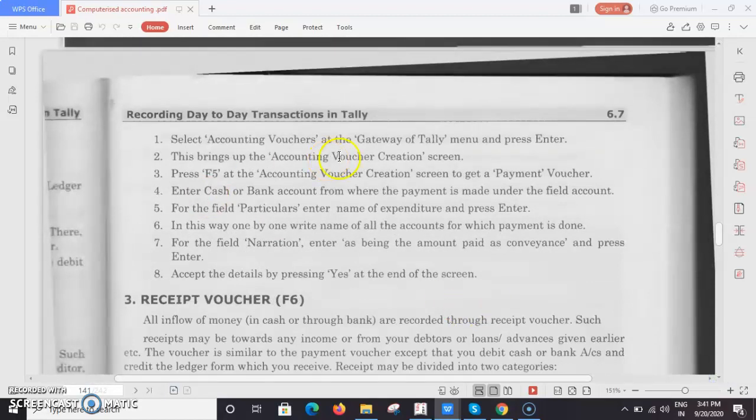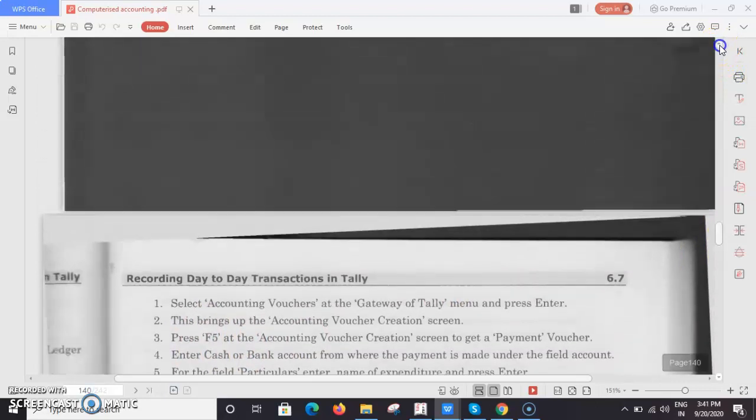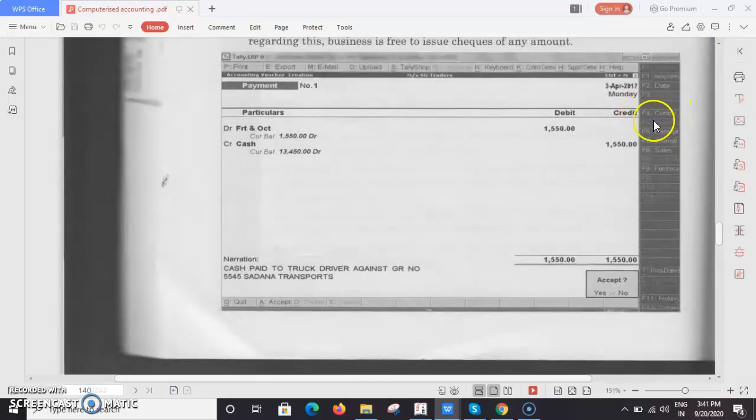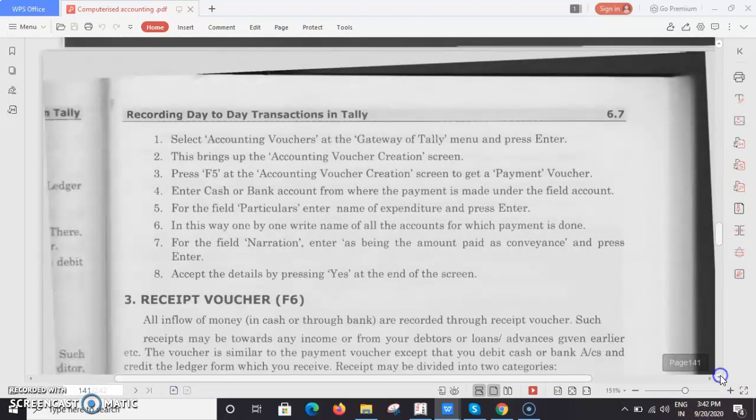Now select accounting vouchers in the gateway of Tally menu and press enter. So in the gateway of Tally we have to go to accounting vouchers. In that there are different function keys available: F4, F5, F6, F7, F8, F9. See here, F4 contra, F5 payment, F6 receipt, F7 journal, F8 sales, F9 purchase. We are dealing with payment, which means F5.